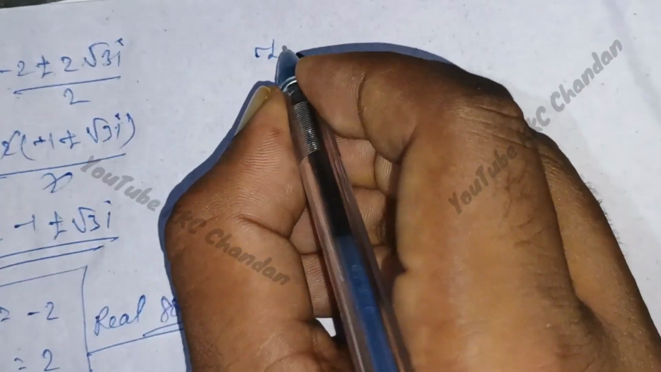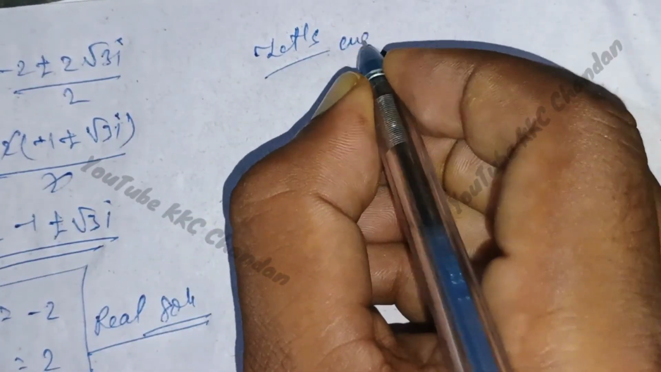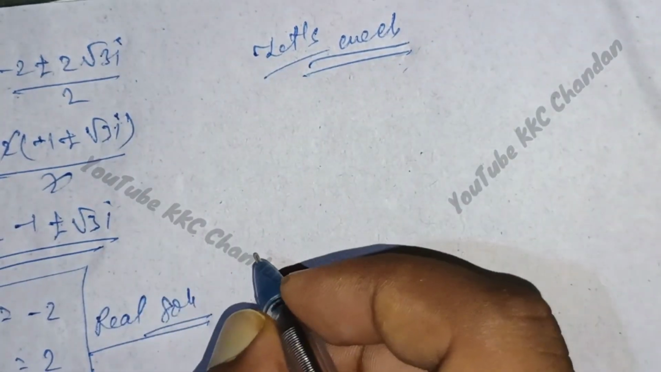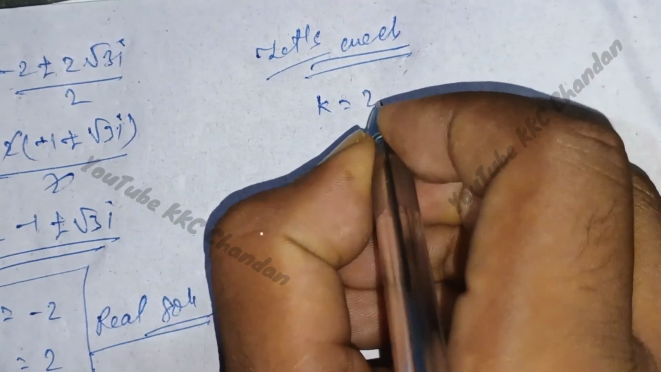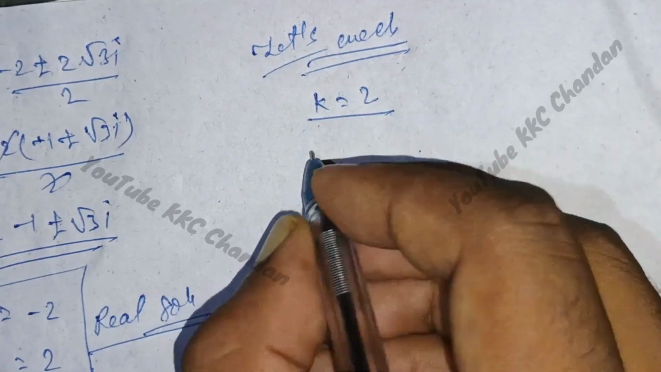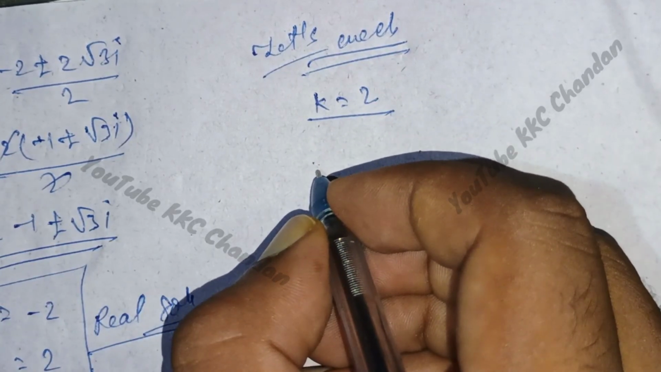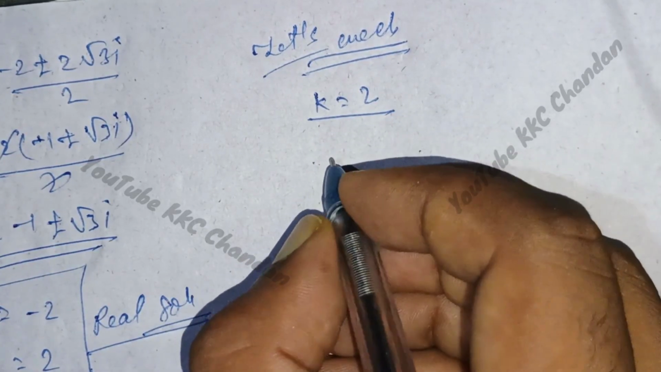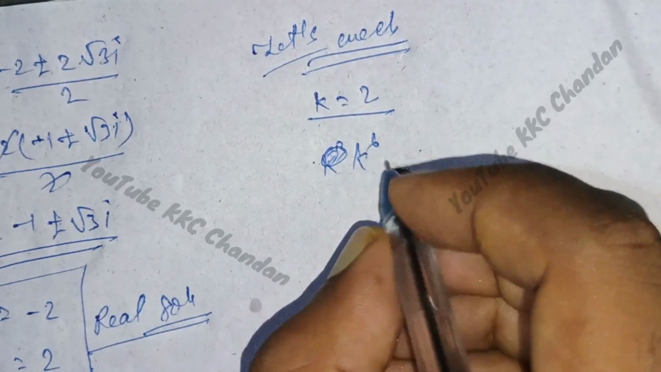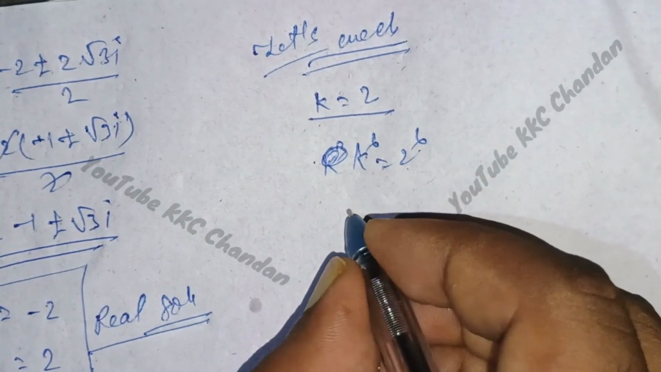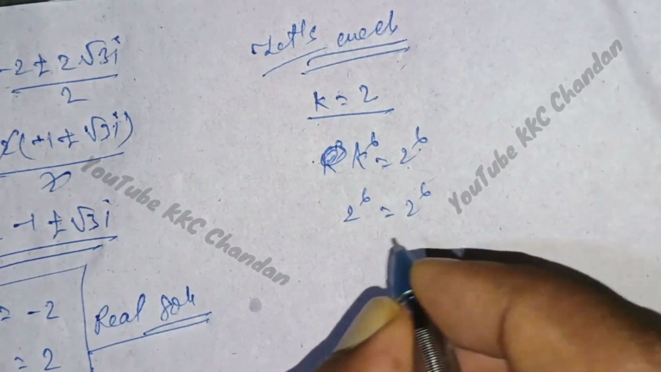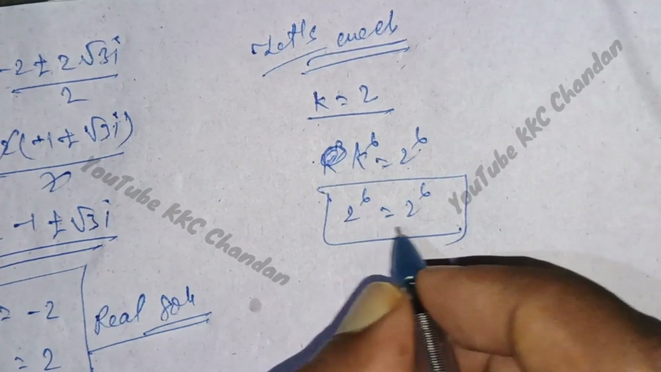So let's check whether this is correct or not. We know that k is equal to the first value, 2. According to the question, k power 6 is equal to 2 power 6. Put the value of k in place of k: 2 power 6 is equal to 2 power 6. LHS and RHS are equal.